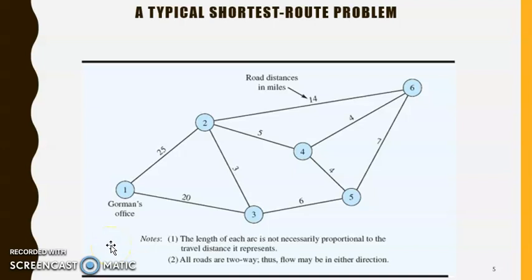Again, I'm not sure with the word, but it says that things that you see in front of you. All roads are two-way, thus flow may be in either direction. So that's the reason none of the arcs that we see in the graph in front of us are directed, because the same way you can go from 1 to 2, you can go from 2 to 1. So now we have this map in front of us, and we want to find the best way, that is the shortest distance way from 1 to 6.